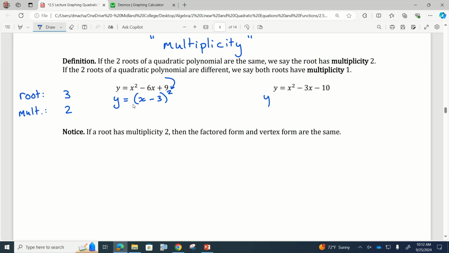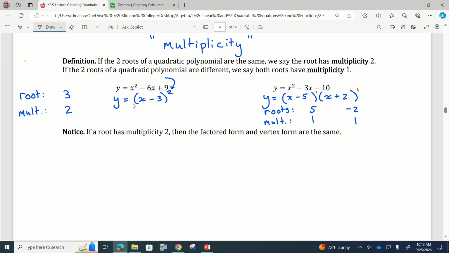What about this one? I can look at this quadratic and I can tell that this factors as (x minus 5) and (x plus 2). So there are 2 roots here, 5 and negative 2. And the multiplicity of each root is just 1, because I could imagine little 1s there. So the little power on the corresponding factor is just 1. Each corresponding factor only shows up once.